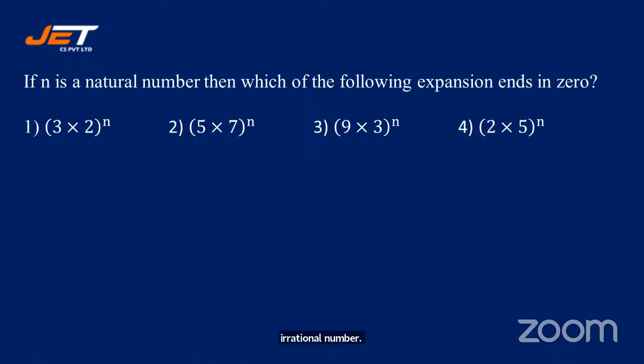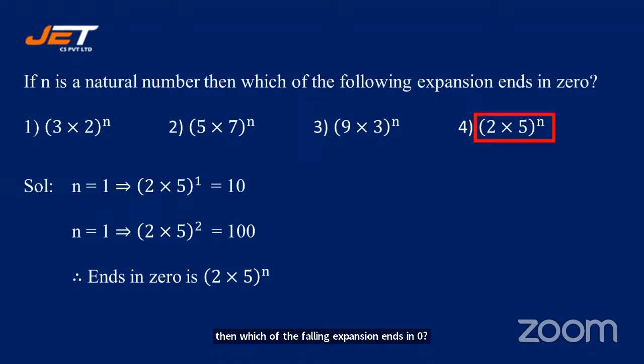If n is a natural number, then which of the following expansion ends in 0? Right? So this requires a working. So quickly see the answer. If n is 1, then it would be 2 into 5 to the power 1, which is 10.